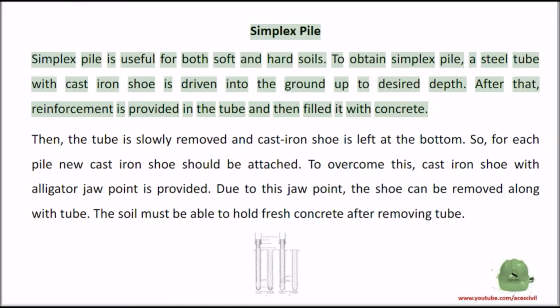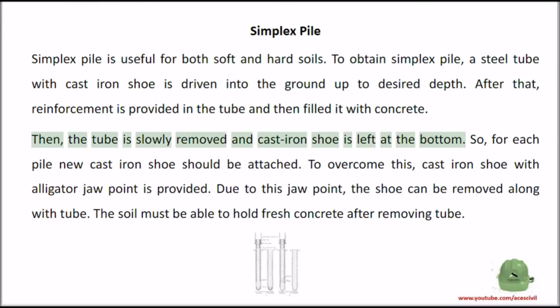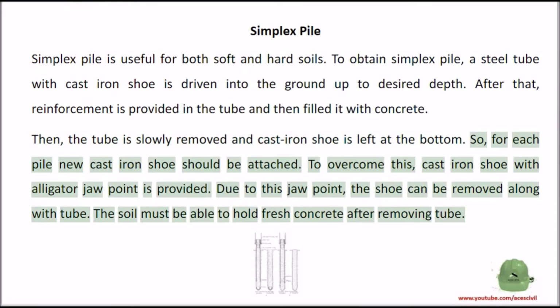To obtain a simplex pile, a steel tube with cast iron shoe is driven into the ground up to the desired depth. After that, reinforcement is provided in the tube and then it is filled with concrete. Then, the tube is slowly removed and the cast iron shoe is left at the bottom. So, for each pile a new cast iron shoe should be attached.